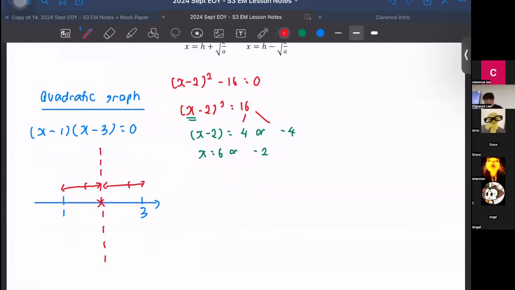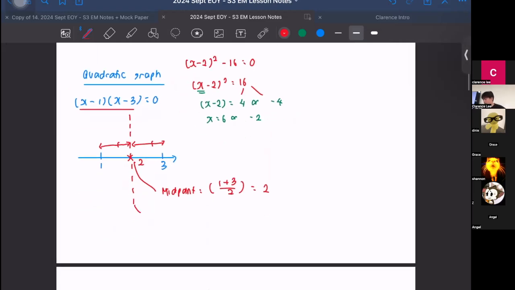And how do I find the midpoint? Midpoint is like finding your average, and I'm sure all of you know how to find average. It will just be 1 plus 3 divided by 2, to give me 2. So therefore, x is just equal to 2. And of course, the moment you know x, you can find y easily by using your equation. This is known as my line of symmetry, and it will always lie on your turning point.